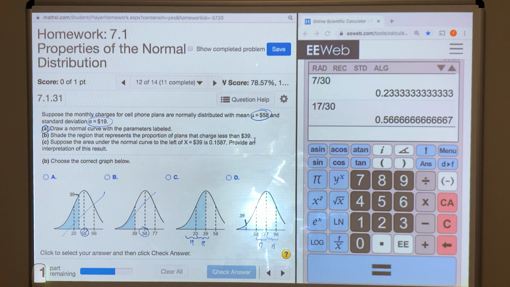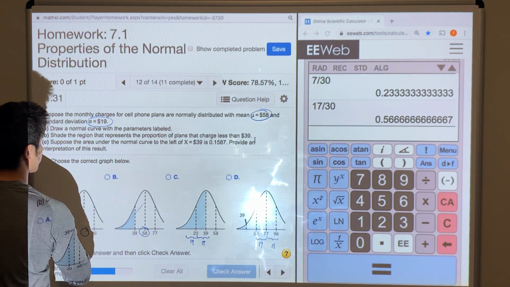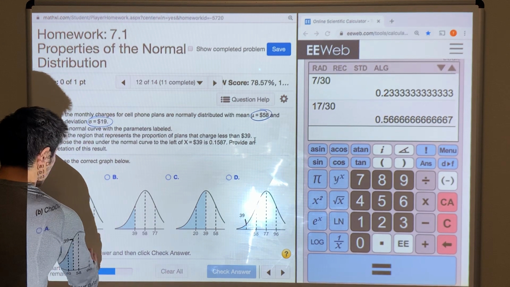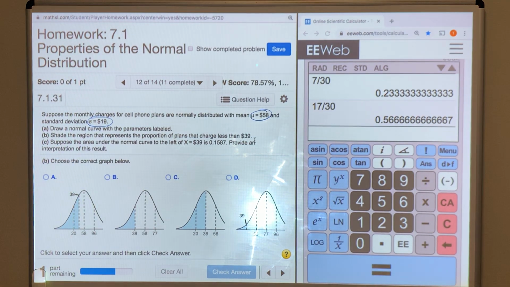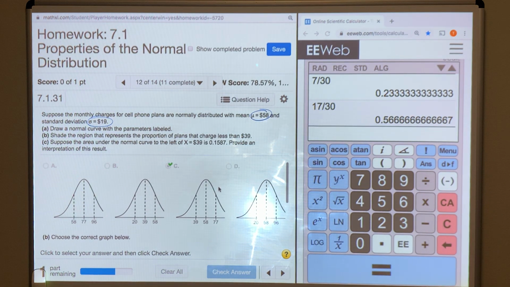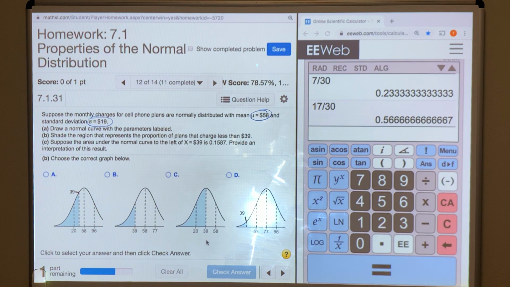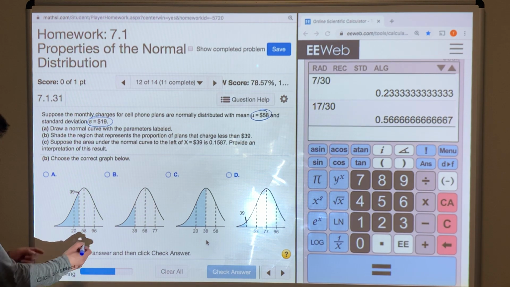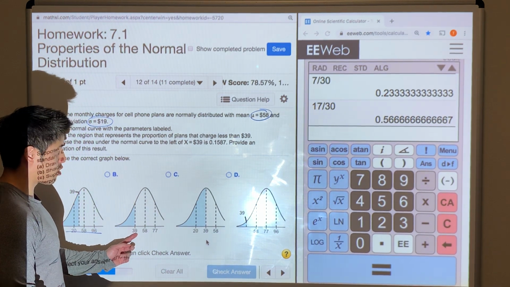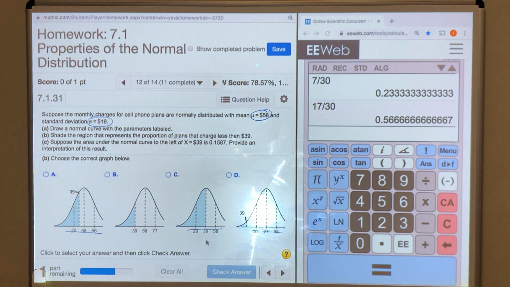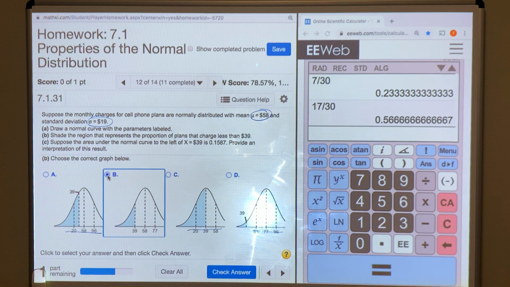So for part B, it says shade the region that represents the proportion of plans that charge less than $39. Okay, so what you should do is pick up where you left off from the previous answer. So 39, 58, 77, that should help you eliminate some answers. Those are wrong. Okay, that's a good start. 39, no, no. So without even having to do any work, I just actually answered the question. But let's be a little bit more specific and understand why this is the correct answer.